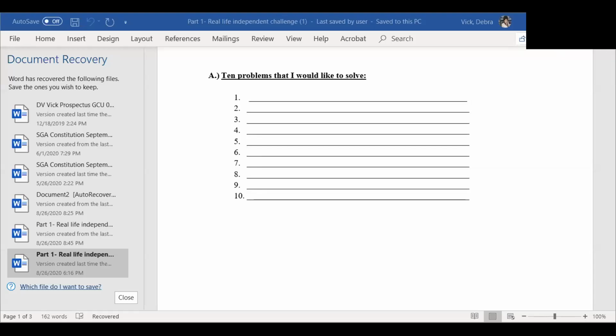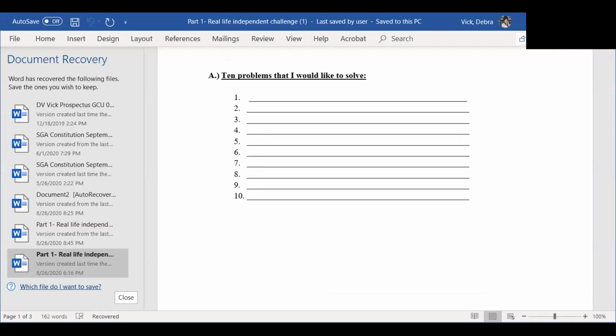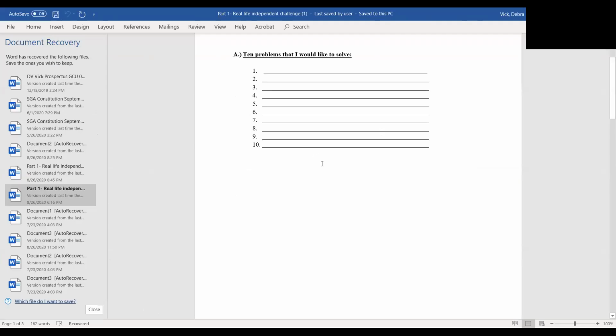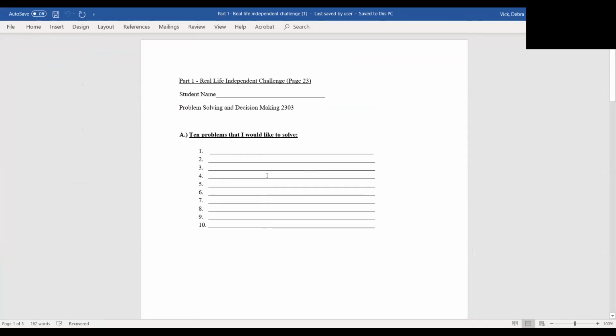Hello, class. It looks like you weren't able to see this piece of the problem solving questions, so I want to go through this with you really fast. That way I can make sure you have everything you need to be successful on this assignment. So we're going through the questions from problem solving and decision making.